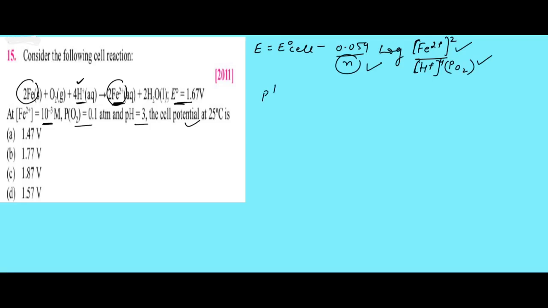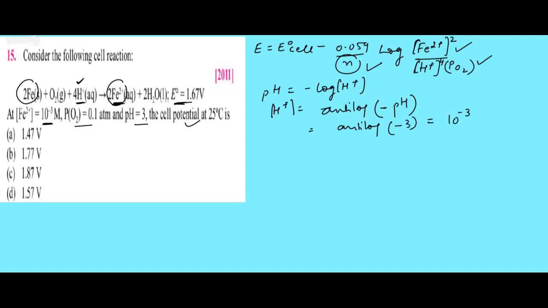So how will you get it? You know the formula that pH is equal to negative log of H plus ions concentration. That means H plus ions concentration would be the antilog of negative of pH. Now what pH is given? It is given 3. So that means you will take the antilog of -3. Now antilog of -3 is what? That is 10 raised to the power -3. So this is how you have calculated the H plus ions concentration.